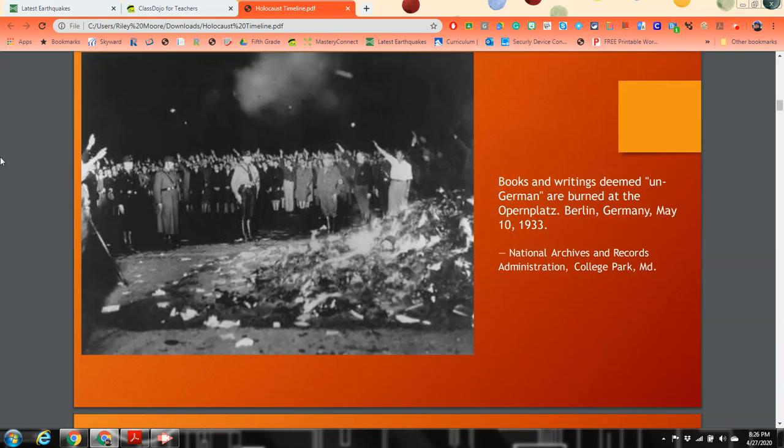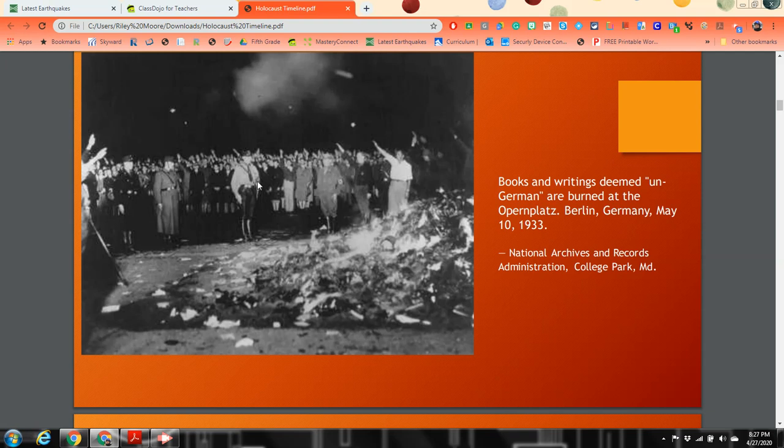Now, this right here is a photograph of the books that were being burned. The books and writings deemed un-German were burned at the Opernplatz. Okay, I didn't take German, I took French. Opernplatz, which was in Berlin, Germany, May 10th, 1933. Now, this comes from the National Archives and Records in College Park.